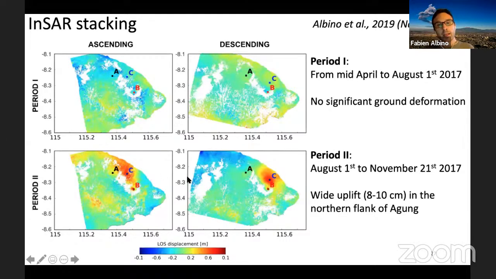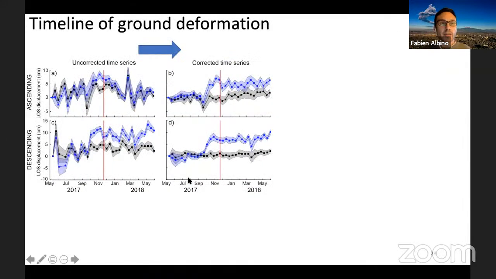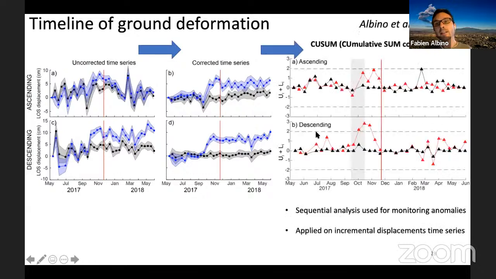centimeters. And if you look at the time series to see how it correlates with the seismic swarm, you can clearly see that if you don't correct anything, you get noise, and you cannot detect any deformation. Whereas with the corrected time series, you see this step, this ramp of displacement in both ascending and descending. And the last thing we developed is to use some anomaly detection.